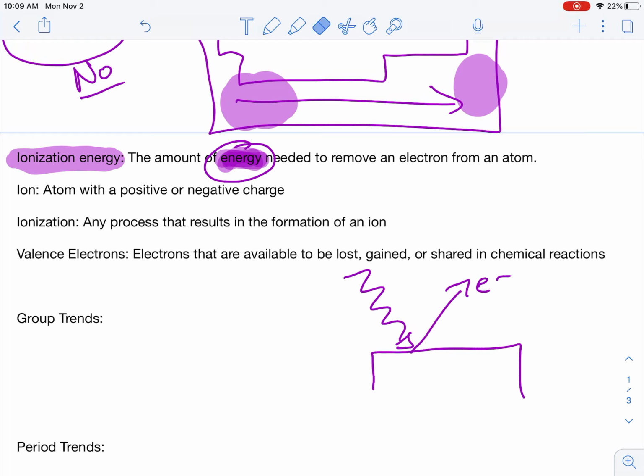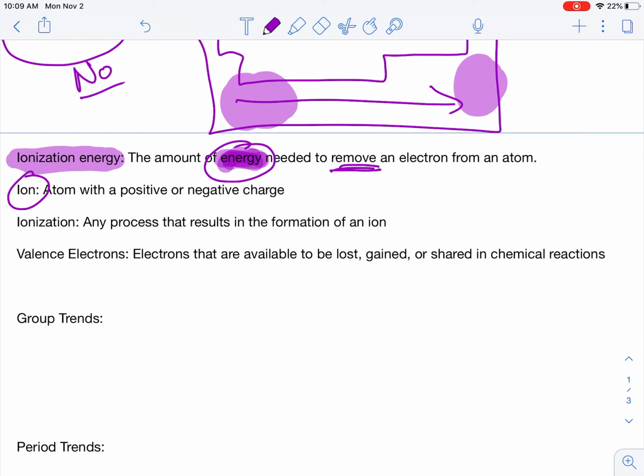We have a couple of other words in here we need to define. Well, ion, we're pretty good with that one. Atom with a positive charge. If we're removing electrons, we should only be dealing with positive ions or cations. Ionization is any process that results in the formation of an ion. So ionization energy, we're talking about specifically the energy needed to remove an electron from an atom. What electrons are we removing? We're removing valence electrons. Those are the ones that can be lost, shared, or gained. They're your outer shell electrons. Those are the ones we're going to be removing.